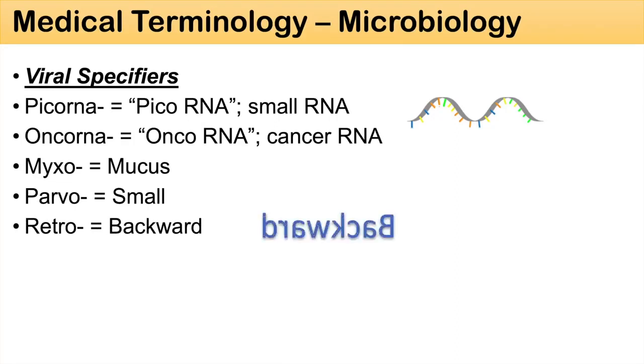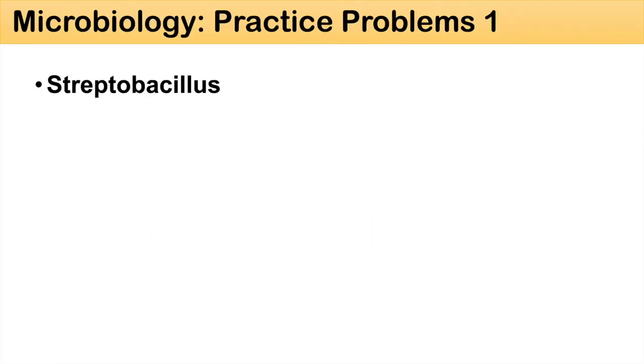So we can think of retroviruses. You can think of HIV virus. These are retroviral organisms. So now that we've learned all those prefixes and suffixes to describe different types of bacteria, viruses, and fungi, let's take a look at some practice problems.